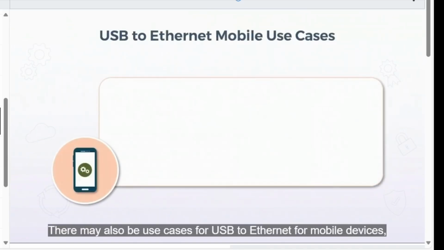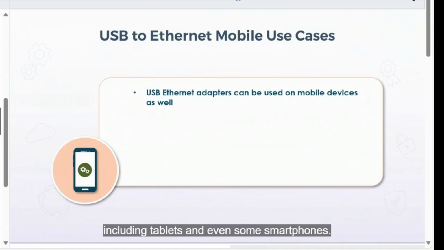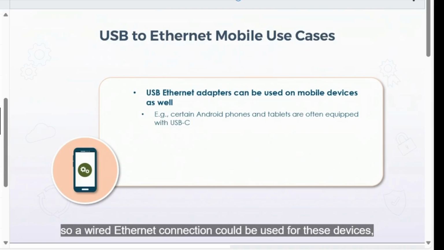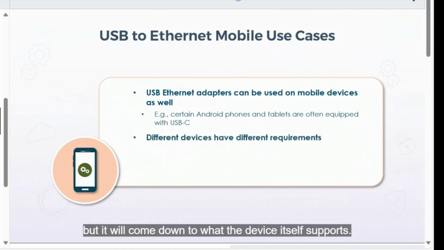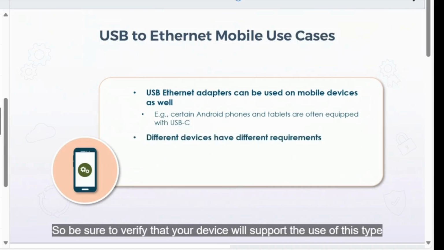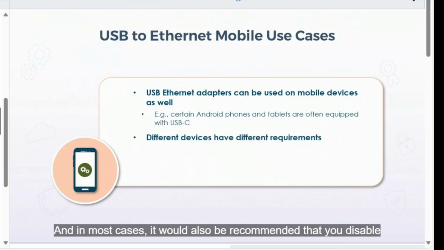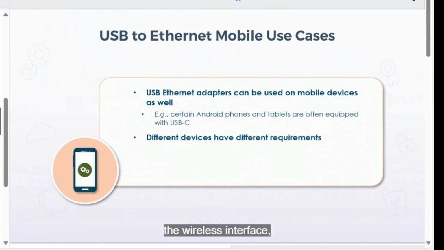There may also be use cases for USB to Ethernet for mobile devices, including tablets and even some smartphones. For example, many newer Android devices are equipped with a USB-C interface, so a wired Ethernet connection could be used for these devices, but it will come down to what the device itself supports, so be sure to verify that your device will support the use of this type of connection before you purchase. And in most cases, it would also be recommended that you disable the wireless interface before attempting to use a wired connection.